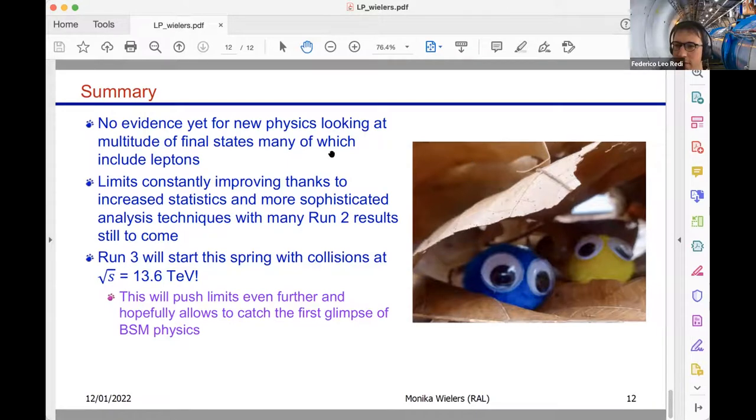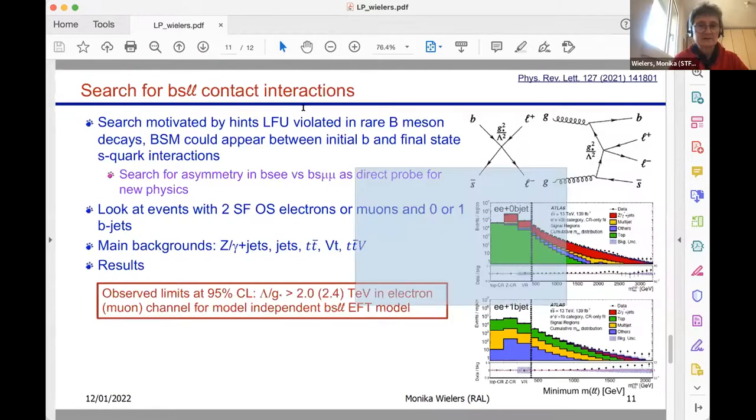Any more questions? I don't see them. Well, thank you. This was very interesting. We can move on then to our next speaker, which is Angela.